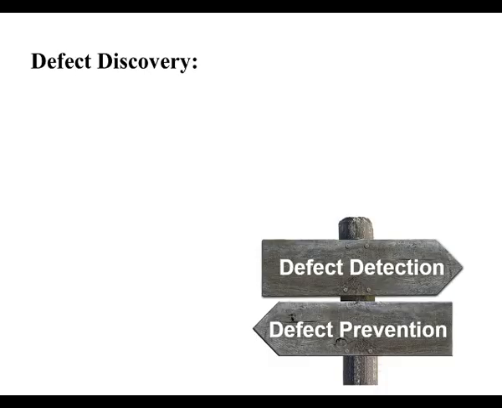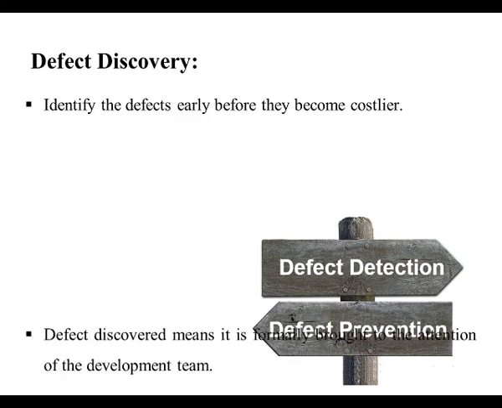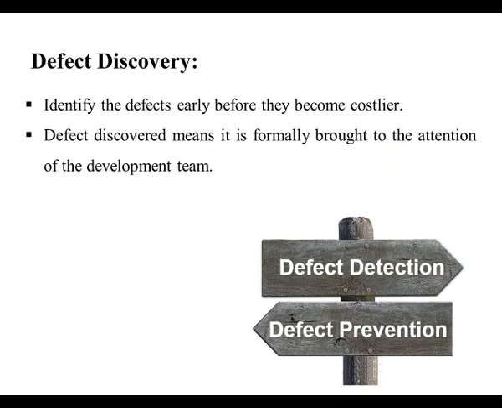The next phase of the defect management process is defect discovery. It is almost impossible to remove all the defects from the system and make it defect free. But you can identify defects early, before they become costlier to the project. We can say that a defect is discovered when it is formally brought to the attention of the development team, and after analysis the development team accepts it as a defect.